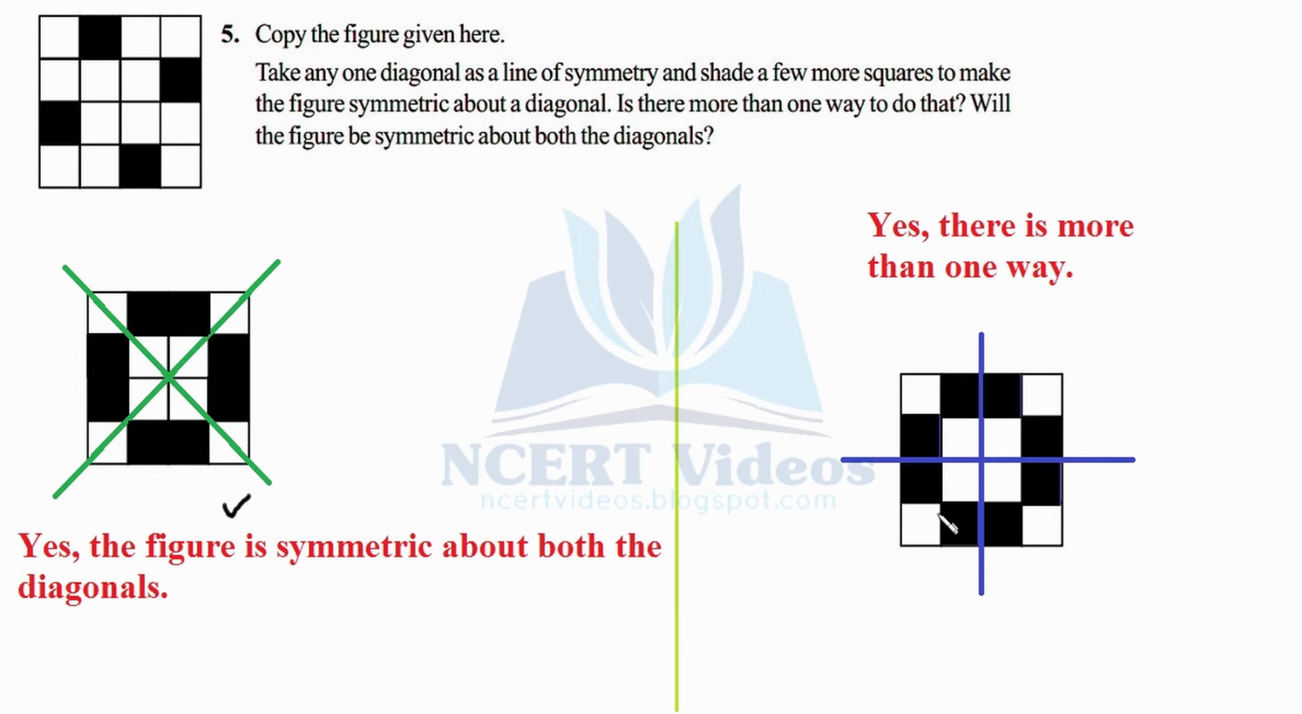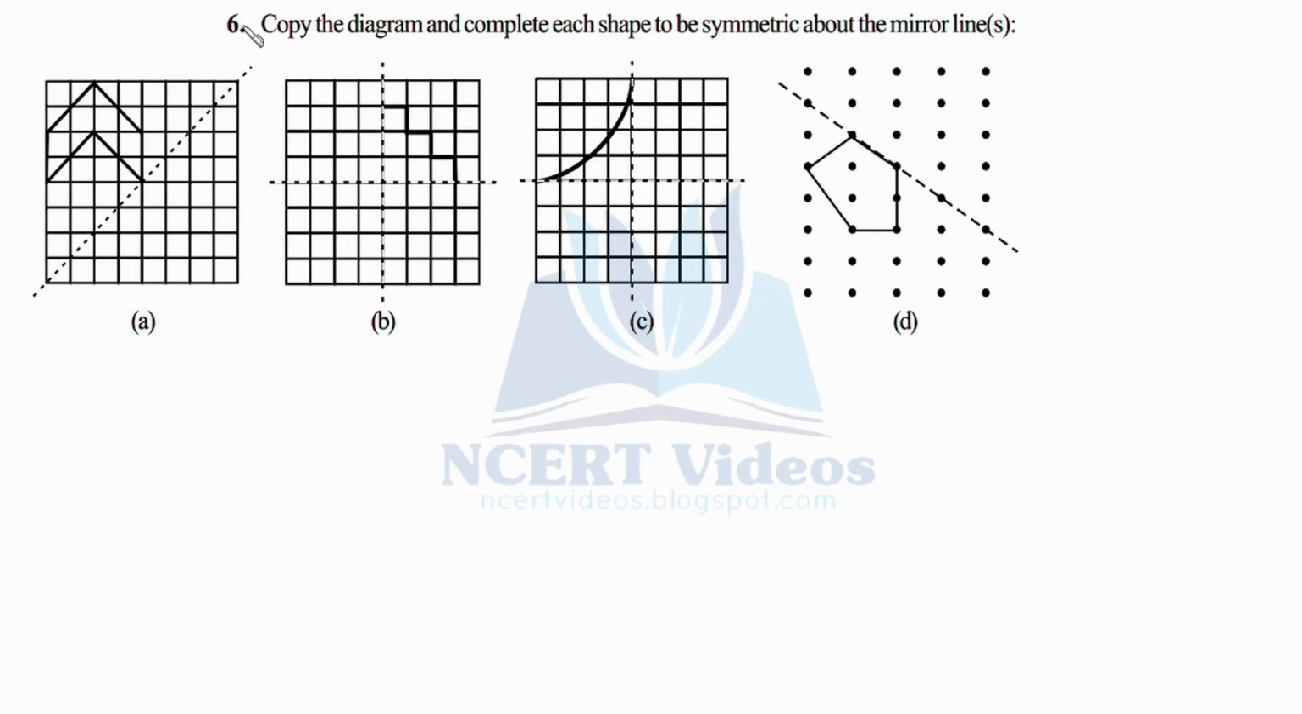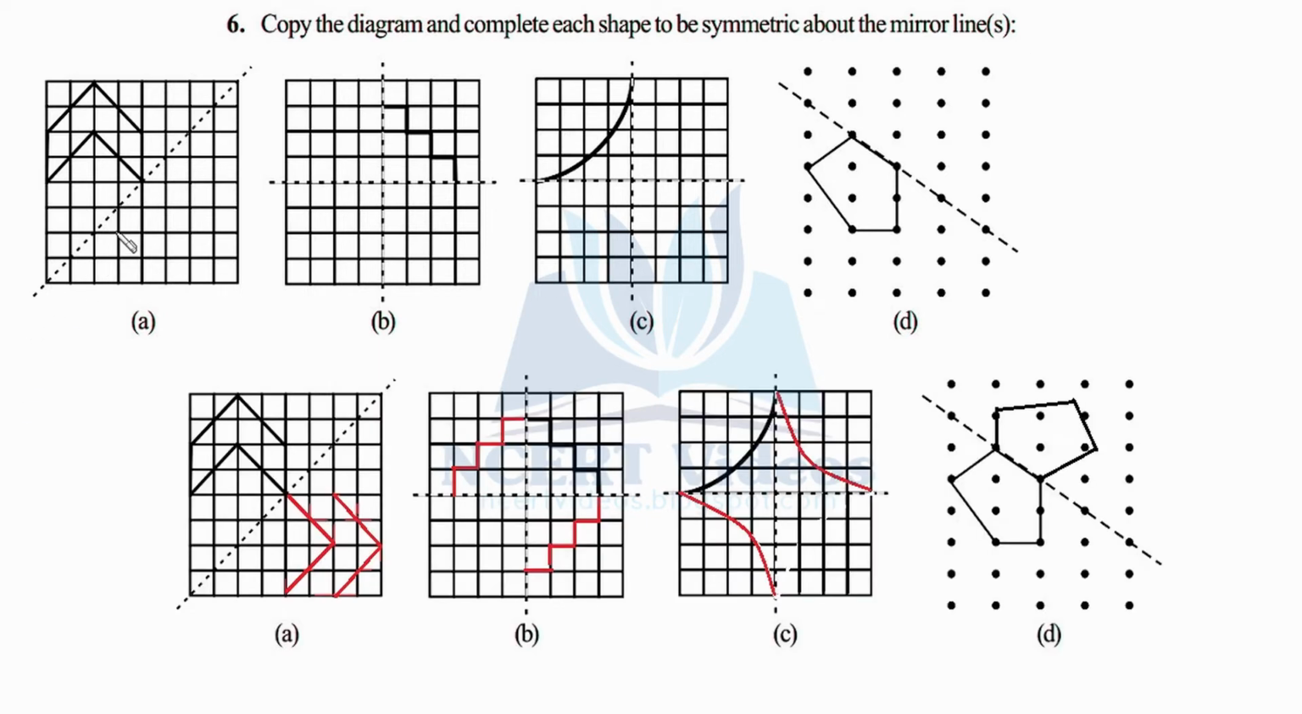So therefore there are a total of 1, 2, 3, 4 axes of symmetry. That is fifth. Question 6th. Copy the diagram and complete each shape to be symmetric about the mirror lines. This question we have already done in our previous standard.